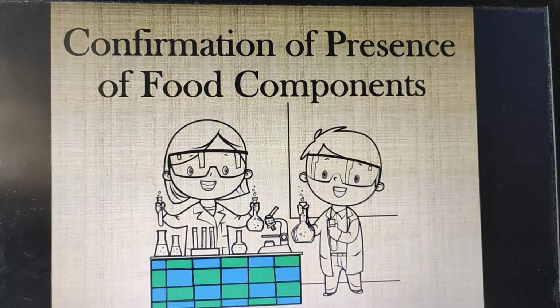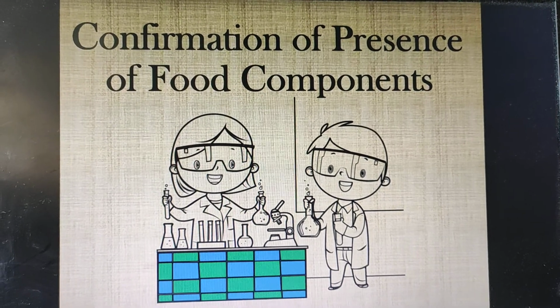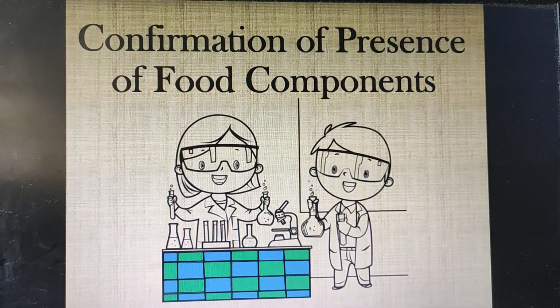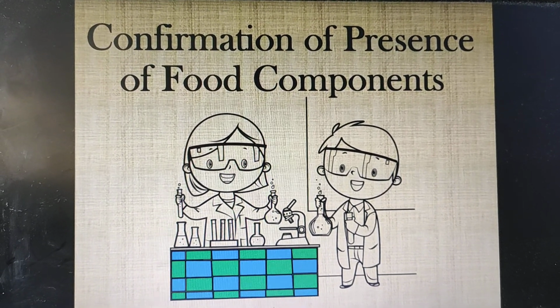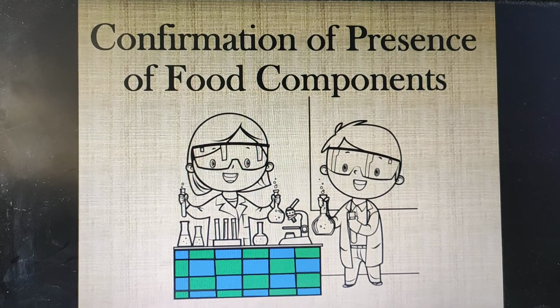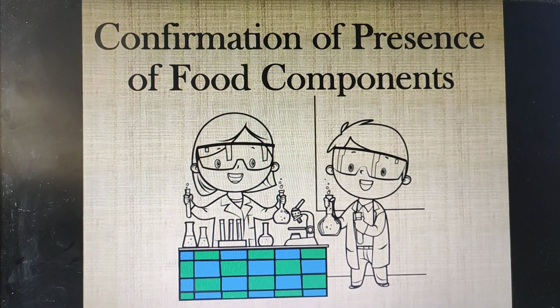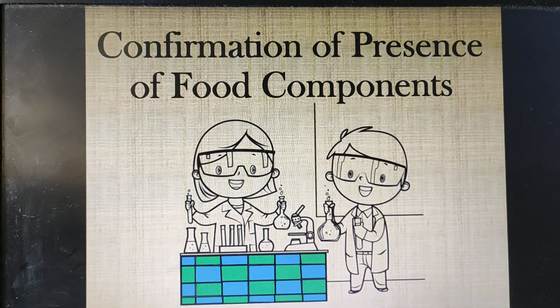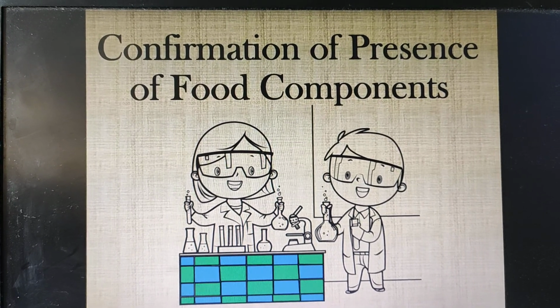Hello students, we are back with the second part of food components, and today's topic that I'm going to discuss now is confirmation of presence for food components. That is basically trying to identify the various food components that are present in the food that you're eating. As discussed previously, these can be carbohydrates or fats, proteins, fibers, and vitamins and nutrients, or it can be a blend of all of these in balanced amounts.